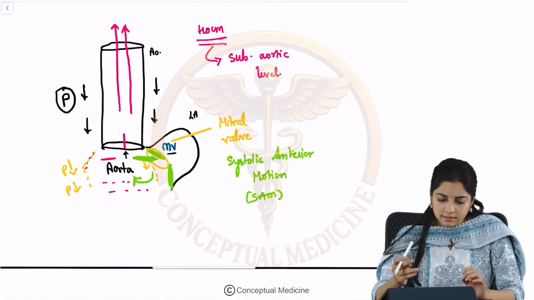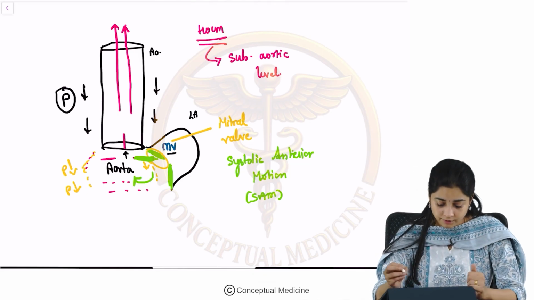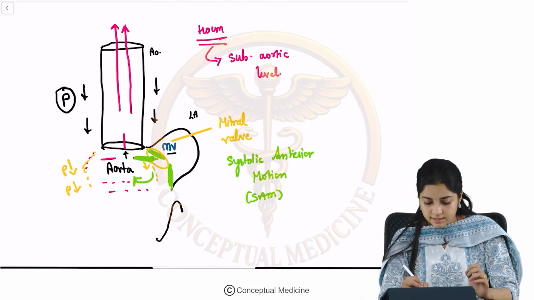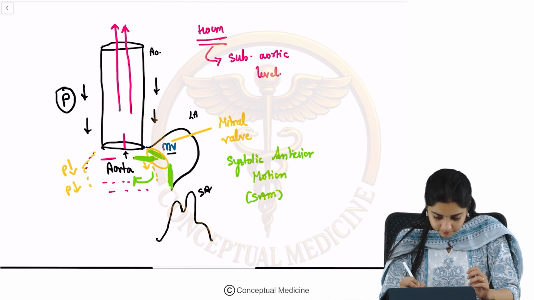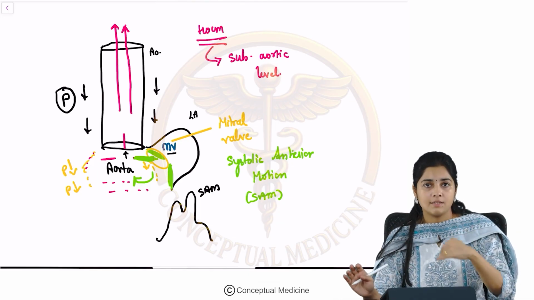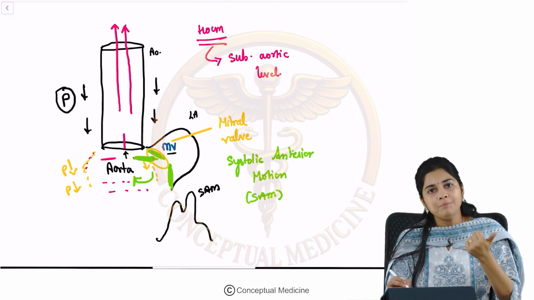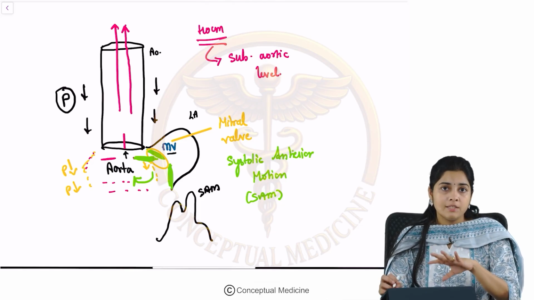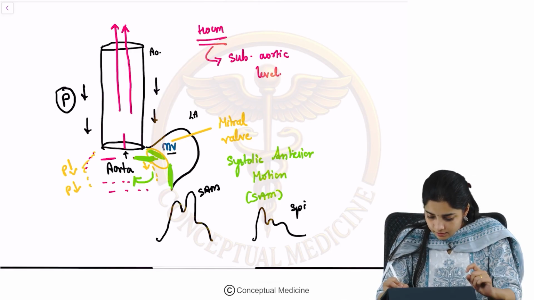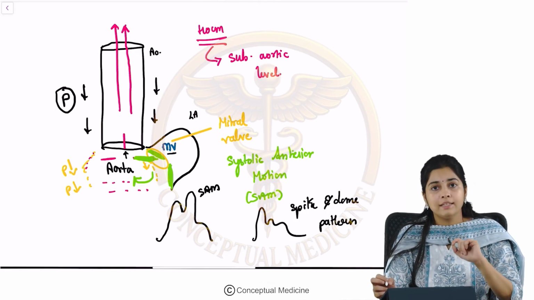Correct? So why should we understand this concept? One thing is that we are applying the Venturi effect, and this is how the SAM happens. SAM happens because of the Venturi effect. Second, the initial peak is because of the obstruction. The second peak is because of the SAM. Right? So the second peak is because the mitral valve gets sucked in and obstructs the aorta, and this results in increased pressure and a second peak in the pulse, and this is what we call pulsus bisferiens. The type of pulse seen in HOCM also has another name, which is the spike and dome pattern.